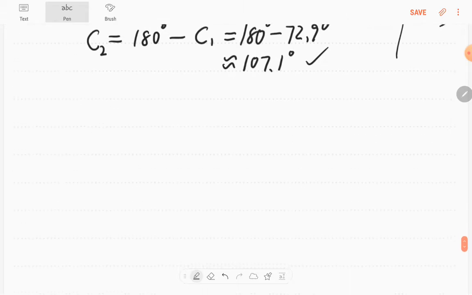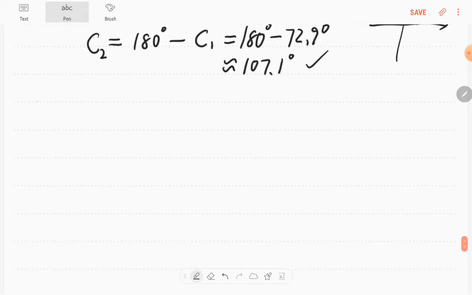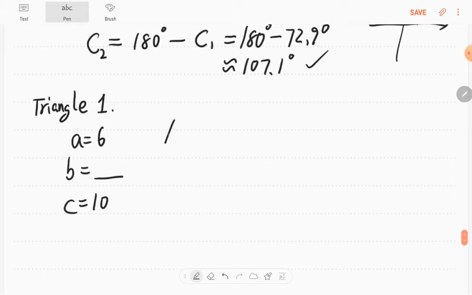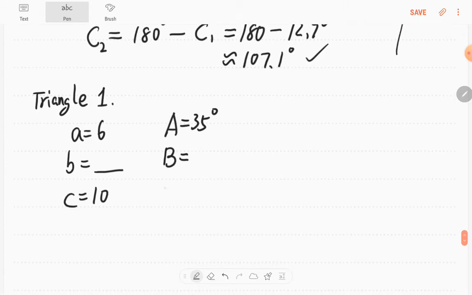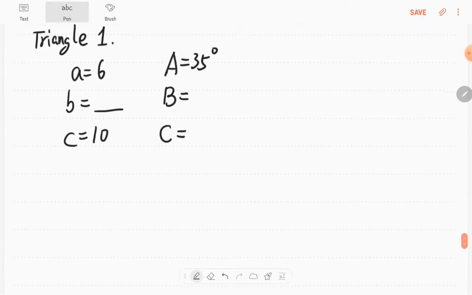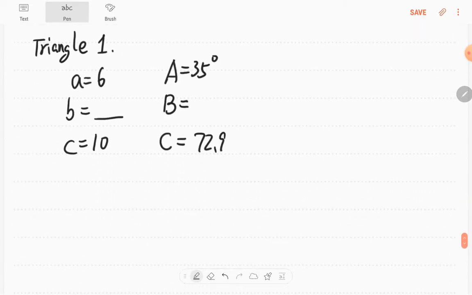Okay, so we have two triangles. For your convenience, we just draw triangle one separately, which is A equals 6, B is the thing we're looking for, and C equals 10, and the angle A is equal to 35 degrees. Angle B we don't know, and angle C, we choose the first one first, 72.9 degrees.